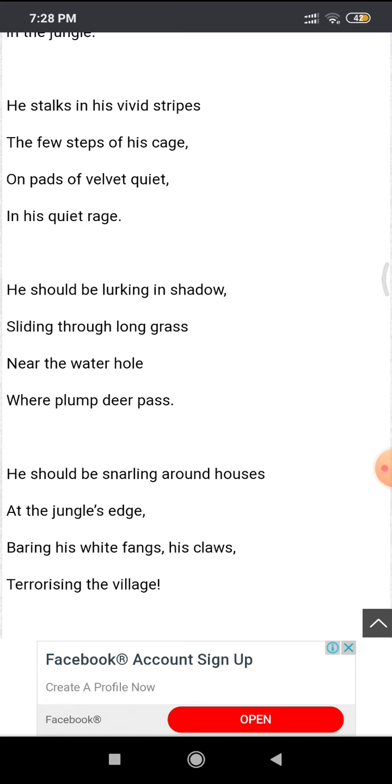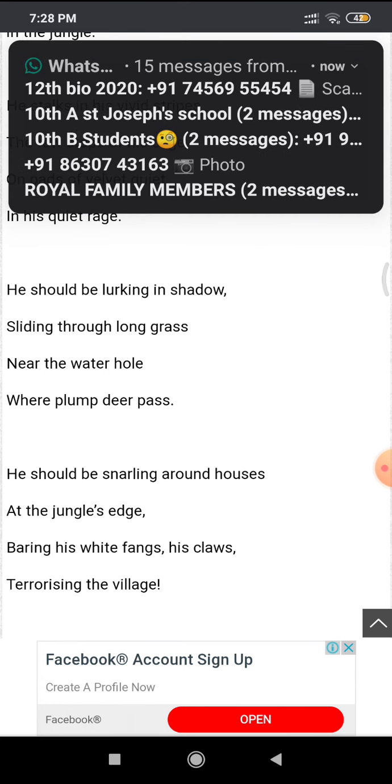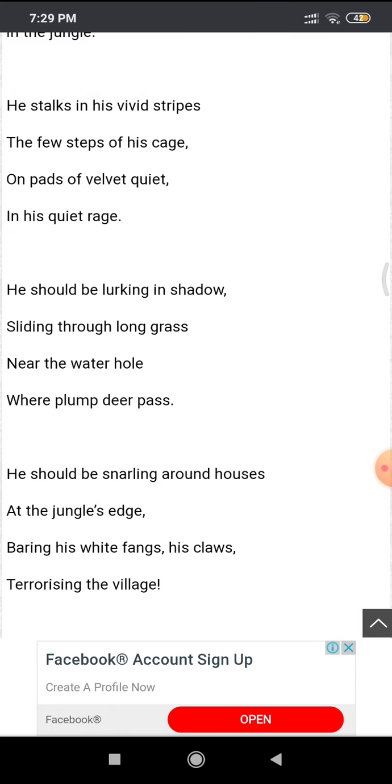On pads of velvet quiet in his quiet rage. So here the poet says that the tiger is moving on its pads. Pads means the soft part under the foot of a tiger. So the tiger is moving on its velvety foot. In spite of all his strength, you can say, he now lies imprisoned behind the bars. Okay, now the tiger is angry, he is full of rage.